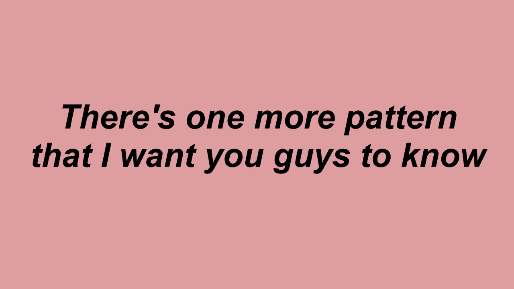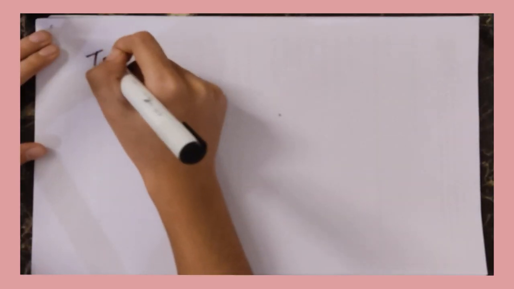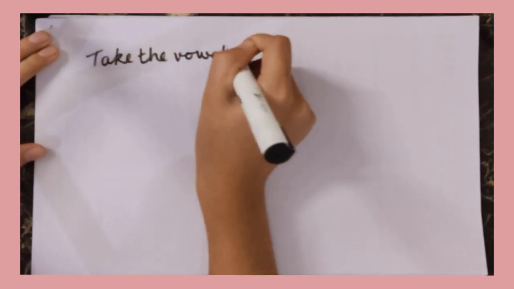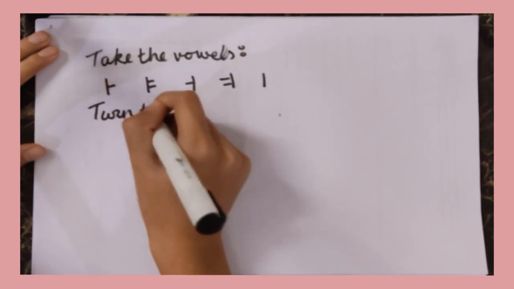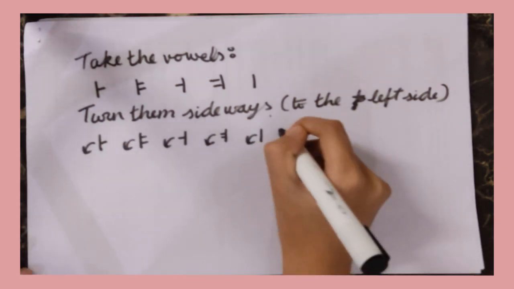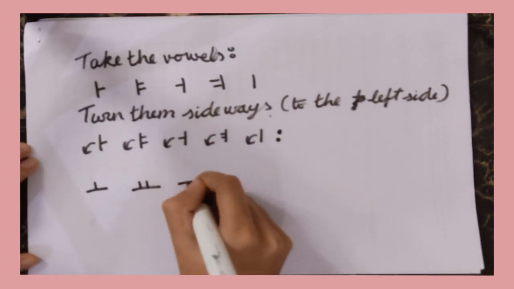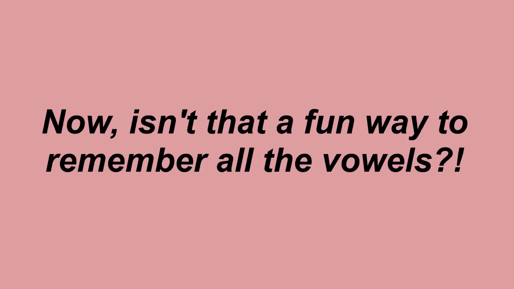There's one more pattern that I want you to know. Until now we have learned all the basic 10 vowels in Korean. Now let's take the vowels A, ya, O, yo, E, and let's turn them sideways to the left side. What do we get? O, yo, U, you. Now, isn't that a fun way to remember all the vowels?